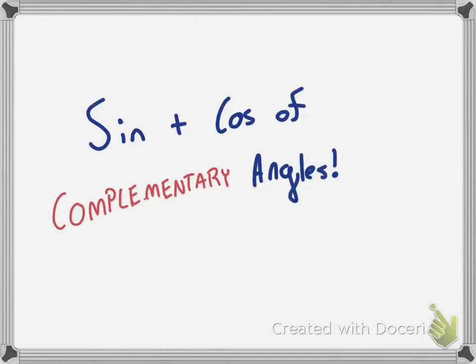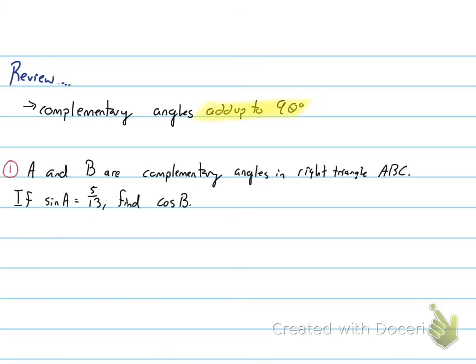In this video, we're going to be talking about the sine and cosine of complementary angles. To review here, complementary angles are two angles that add up to 90 degrees. That's going to be helpful in all the problems that we look at today. In our first example, A and B are complementary angles in right triangle ABC. If the sine of A is 5/13, I want you to find the cosine of B.